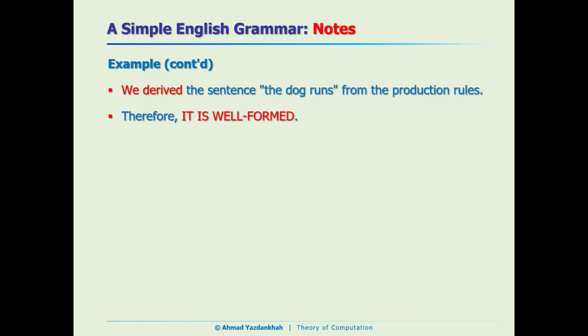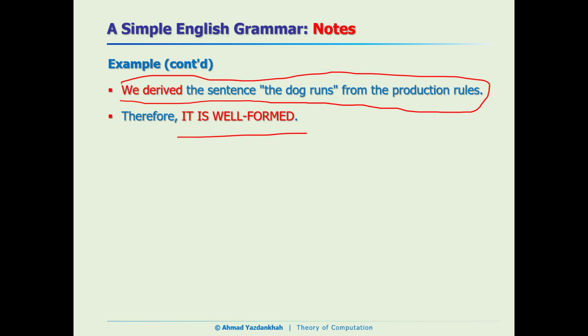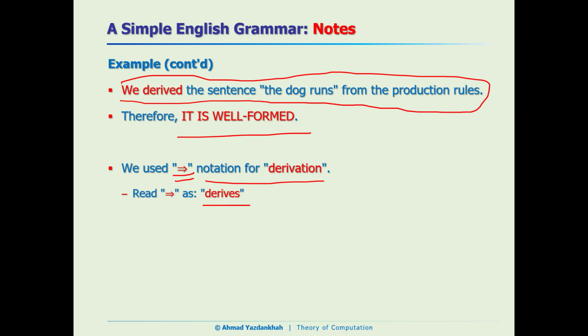I used some words. Let's review them. We derived the sentence from the production rules. So it is well formed. Yeah, this was our conclusion in the previous slide. We used this simple symbol as "derives". So it's a notation for the derivation.